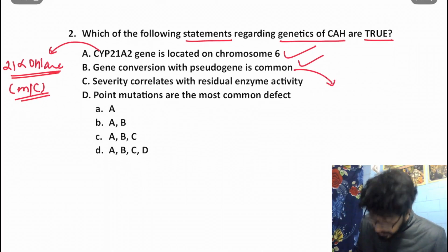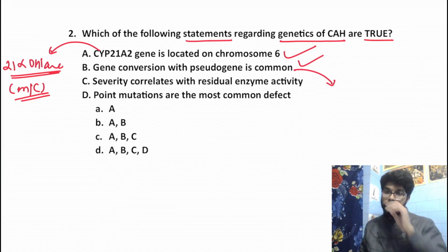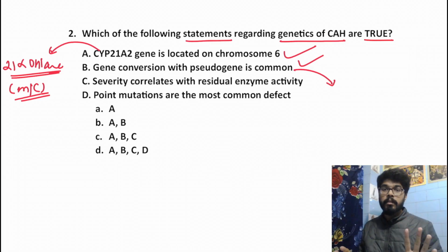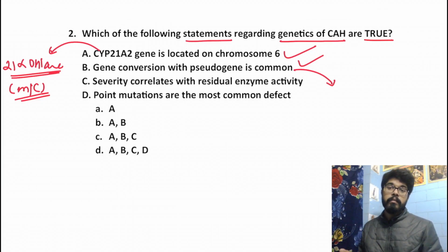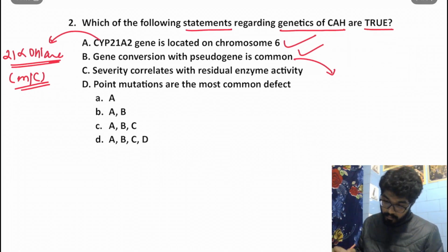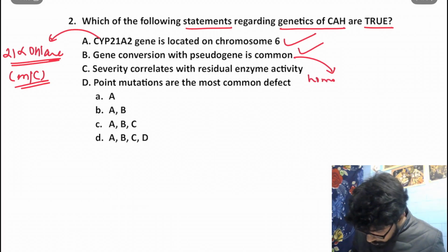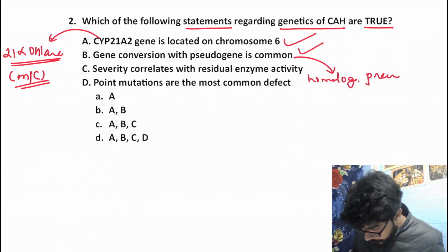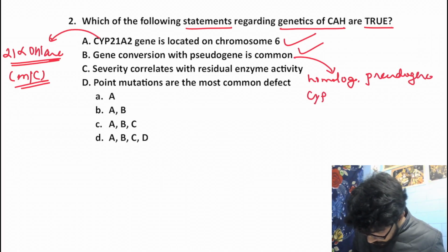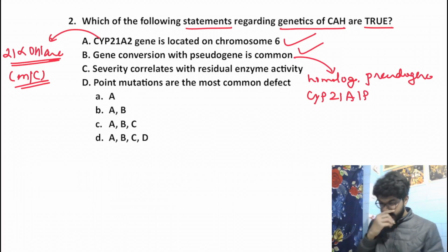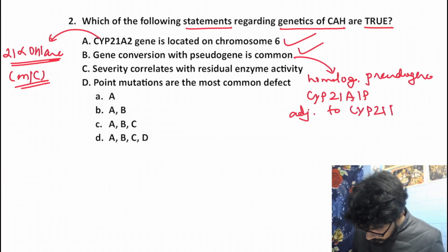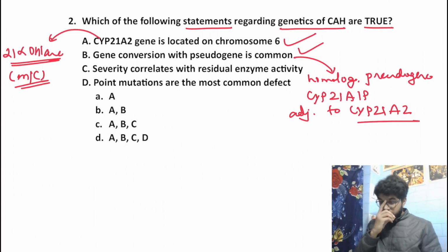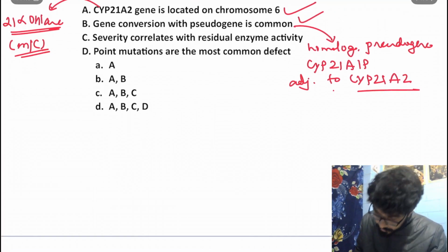What happens then? This is actually the reason why 21 alpha hydroxylase is the most common enzyme to get involved. Although there are multiple enzymes, right? At least 4 enzymes are involved in congenital adrenal hyperplasia, of which 21 alpha hydroxylase is much more common than the other ones. Because of this particular reason, what happens? There is a homologous pseudogene called CYP21A1P. Okay. And this is just adjacent to the CYP21A2. Okay. So what happens over here during meiosis?